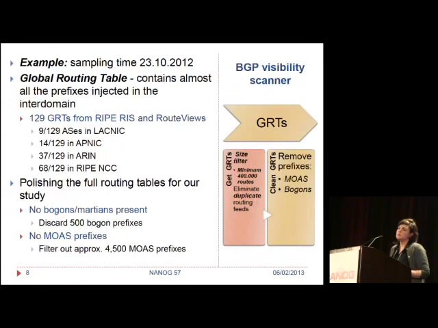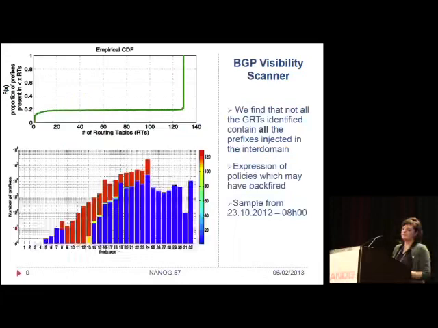So just to give you a few numbers, if we take the 24th of October last year, in the raw data we had about 500 different routing tables. We applied all the filters and were left with 130 global routing tables. After eliminating the bogons, we discarded 500 prefixes out of the whole union, and the MOAs were about 4,500. So just to have a quick idea.